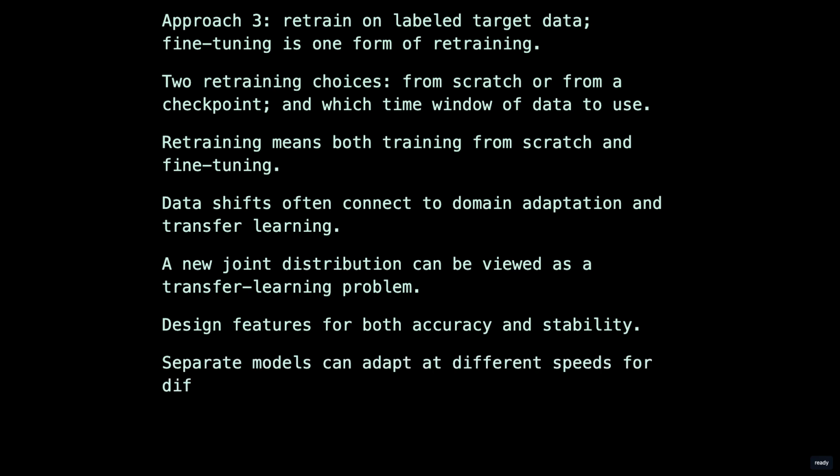System design can also make adaptation easier by splitting one global problem into parts that drift at different rates. If rural and urban markets change differently, separate models let each one update only when its own data actually demands it, instead of dragging both along at the pace of the fastest changing market.